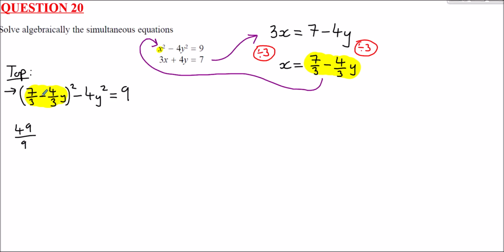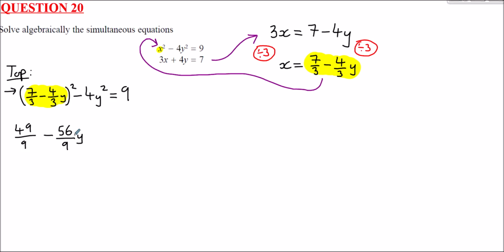We then take these two terms, we multiply one by the other, and double. So we do 7/3 times minus 4/3, and then we double that result. So 7 multiplied by minus 4 gives us minus 28. If we double that, we get minus 56. And 3 multiplied by 3 is 9. But because it's a term in terms of y, we need to include the y at the end as well.